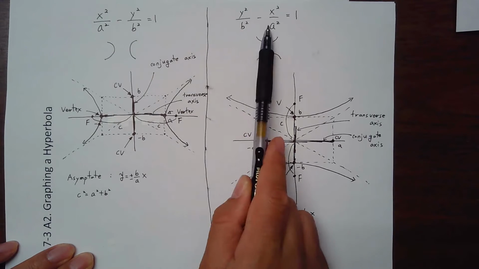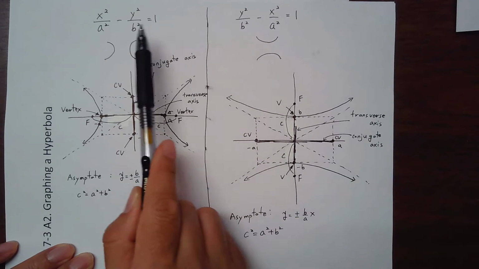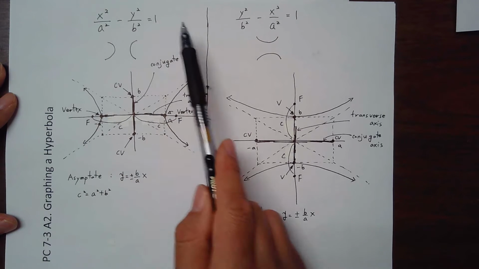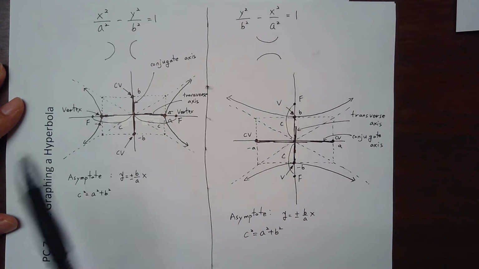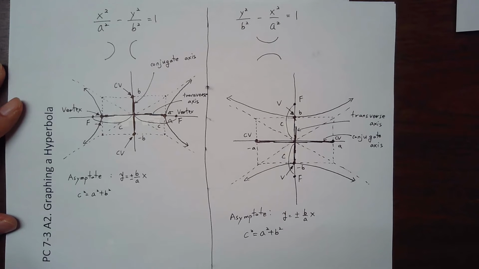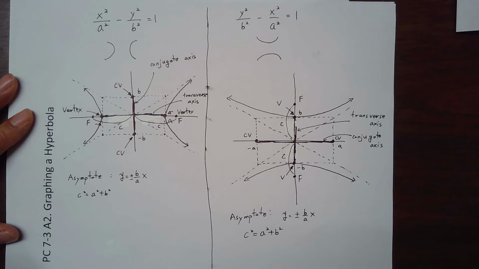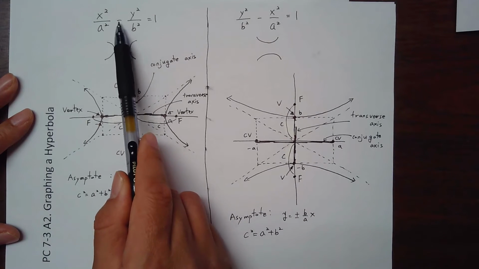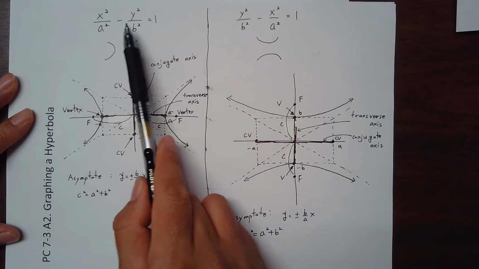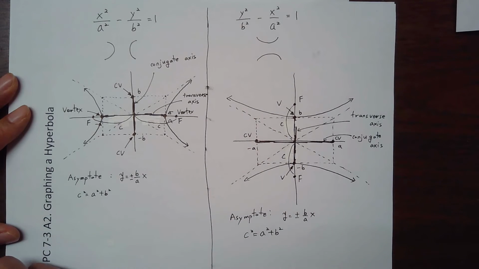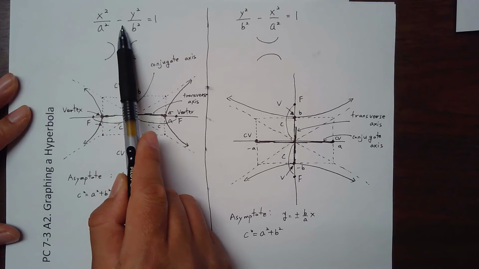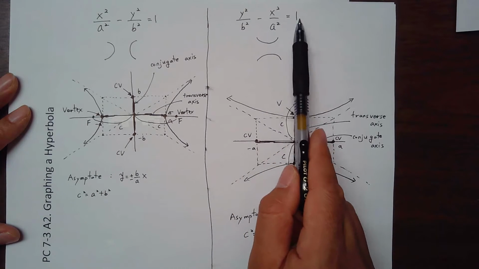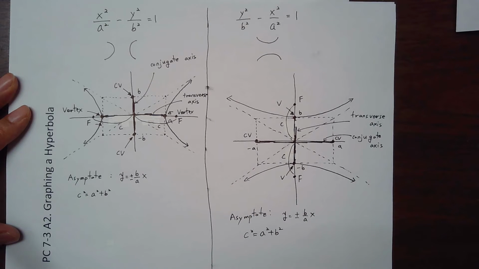The difference between these two styles is the structure of the equation. Left side, we have x squared minus y squared. Right hand side, we have y squared minus x squared. So in a hyperbola, how do you know if it's open left and right or open up and down? It depends on the structure of the equation. If x squared comes first, minus y squared, it's open left and right. If y squared comes first, minus x squared, then it's going to be open up and down.